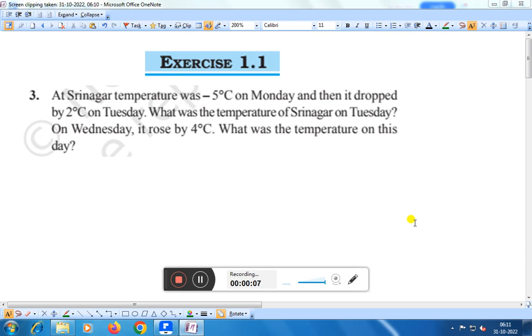At Srinagar, temperature was minus 5 degrees centigrade on Monday, then it dropped by 2 degrees centigrade on Tuesday. What is the temperature of Srinagar on Tuesday? On Wednesday, it rose by 4 degrees centigrade. What is the temperature on this day? Right. Therefore, we are solving this problem in this way, you see.